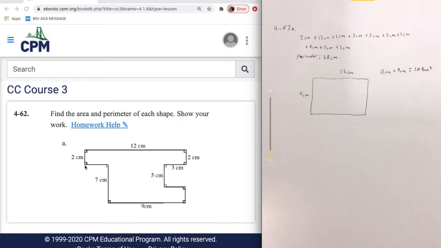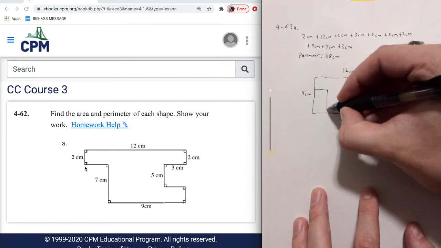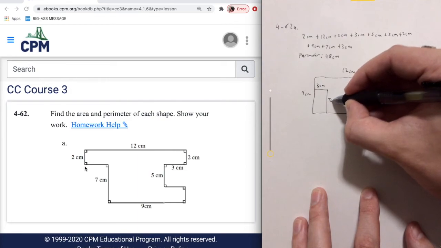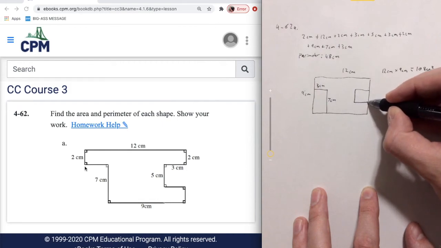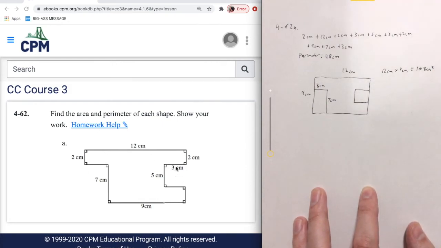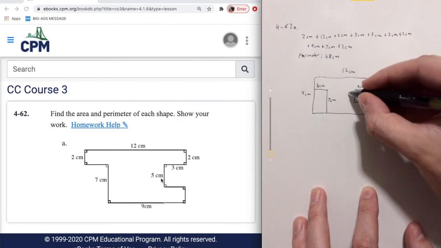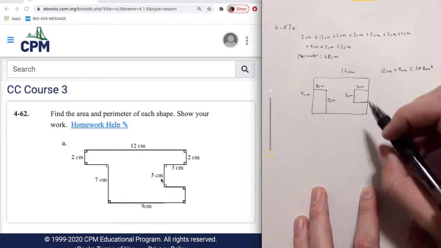So in this case, we found earlier that this is 3 centimeters across here. And we know this is 7 centimeters down there. So this rectangle here that's missing is going to be right there. It's going to be about 3 centimeters by 7 centimeters. And then there's another rectangle right here that we're removing. And we have its dimensions here. So 3 centimeters by 5 centimeters. So we can find what the area of these 2 rectangles that we're subtracting are.